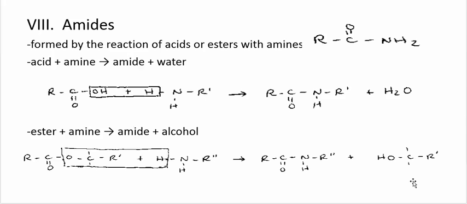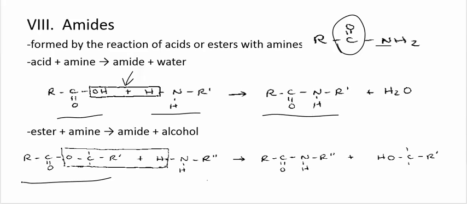Next functional group, amides. Amides are formed by the reaction of acids or esters with amines. Amides have the nitrogen, but they also have the carbonyl group, the double bond O. I can take a carboxylic acid, reacting it with an amine to produce an amide. And I boxed in the other product, which in this case is water. Or I can take an ester reacting with an amine to get an amide. And I boxed in the other product in this example, which is an alcohol.